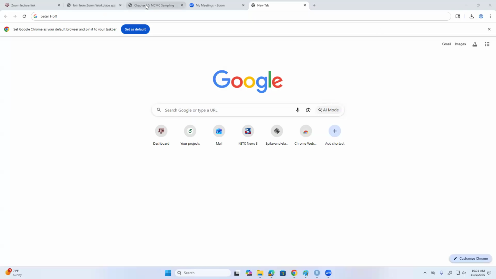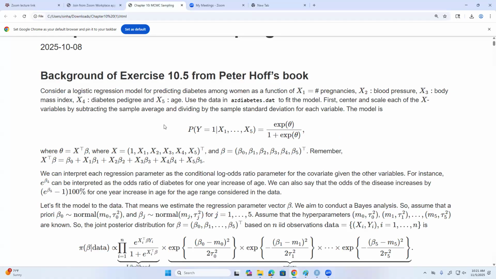All right, so let's start. So we'll talk about the Metropolis-Hastings algorithm, and we will introduce that algorithm through this example.